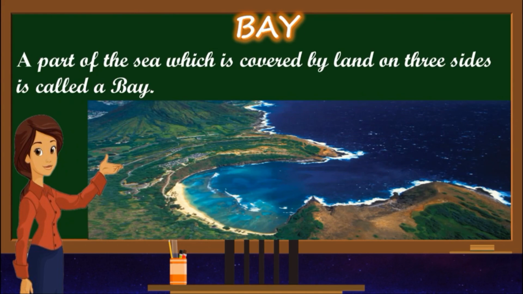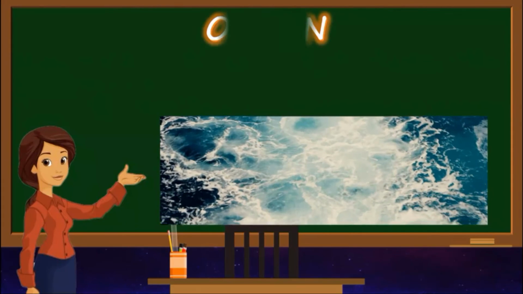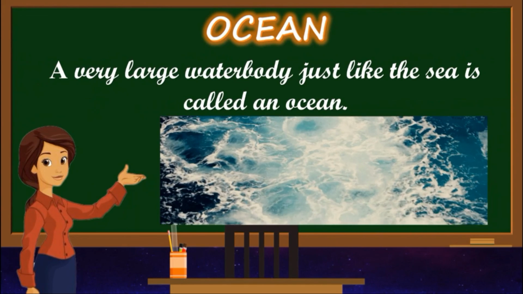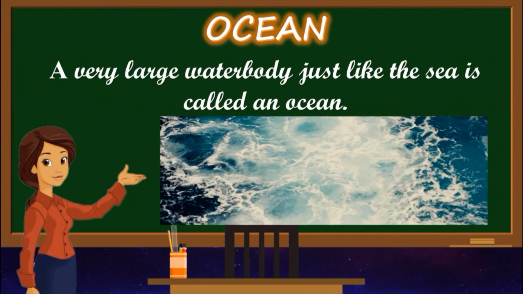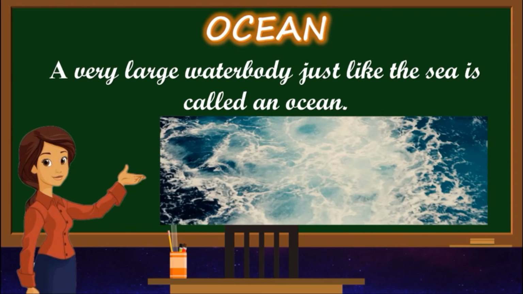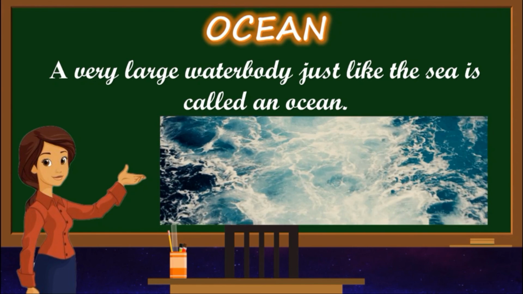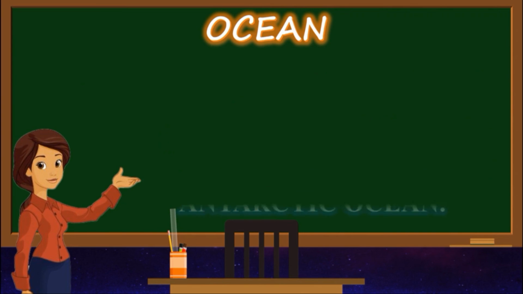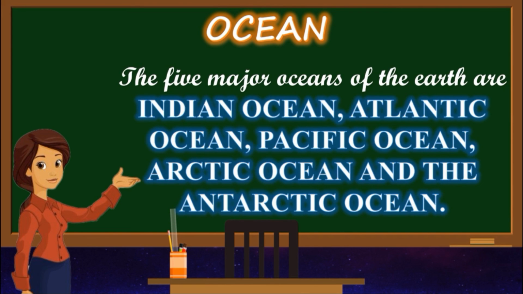Bay. A part of the sea which is covered by land on three sides is called a bay. Ocean. A very large water body just like the sea is called an ocean. The five major oceans of the earth are the Indian Ocean, Atlantic Ocean, Pacific Ocean, Arctic Ocean and the Antarctic Ocean.